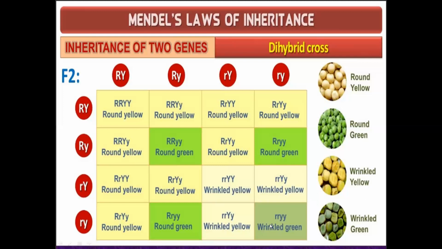Now tell how many yellow and green seeds are there? First we saw round and wrinkled. It was 3 is to 1 ratio. How many yellow and green? 12 yellow and 4 green. So the ratio is 3 is to 1 only. So both the ratios were 3 is to 1, just like where we saw this ratio 3 is to 1. The first one, the monohybrid cross, F2 generation monohybrid cross.